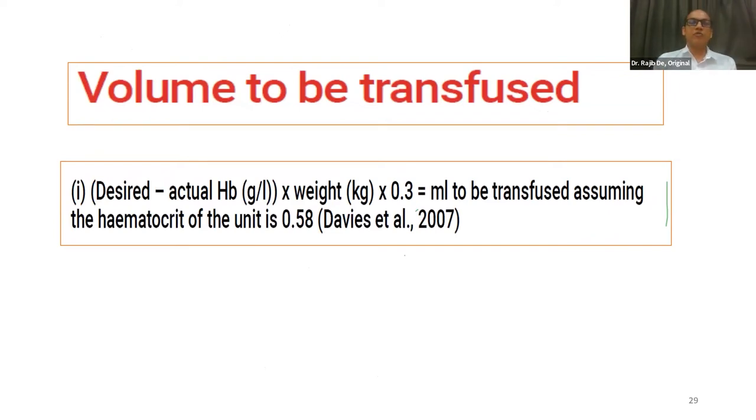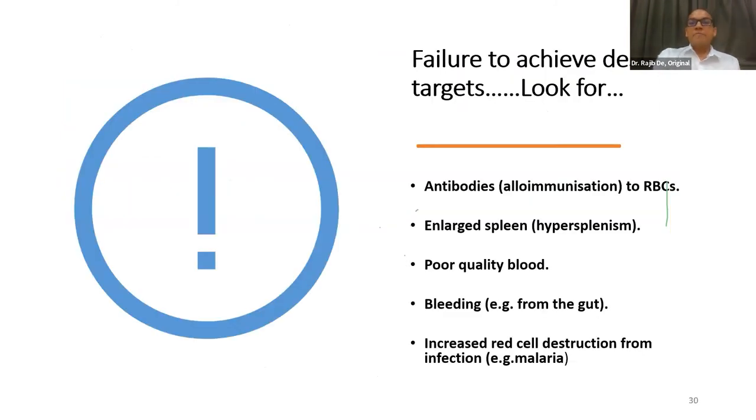There is a formula for the volume of blood which needs to be transfused. And when the hemoglobin doesn't rise adequately even after transfusion, these are the possibilities. There can be alloantibody formation, features of hypersplenism, older or poor quality blood, or other sources of bleeding like bleeding piles or bleeding from the gut. So we need to find out.